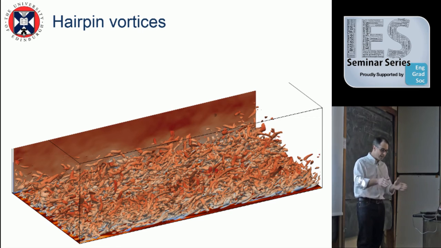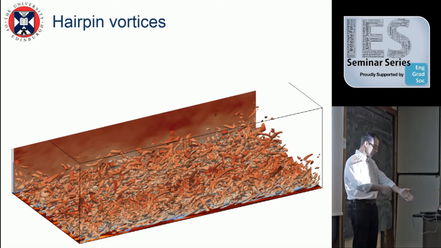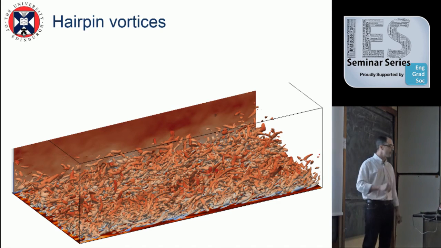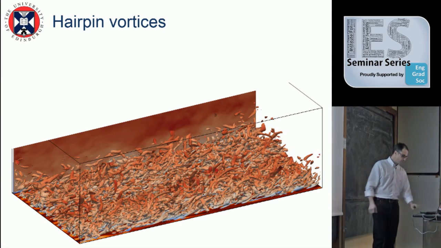They are basically made like a C shape like this, where the legs are attached to the wall, and the head of the hairpin is transported downstream. And they have an angle of about 45 degrees with the wall, and so they move like this.